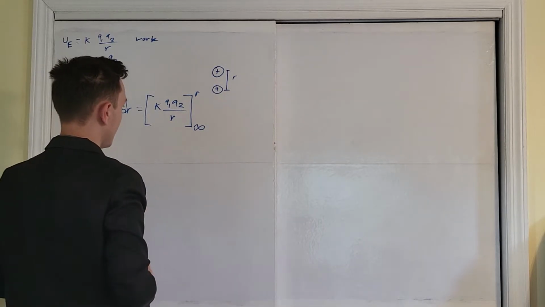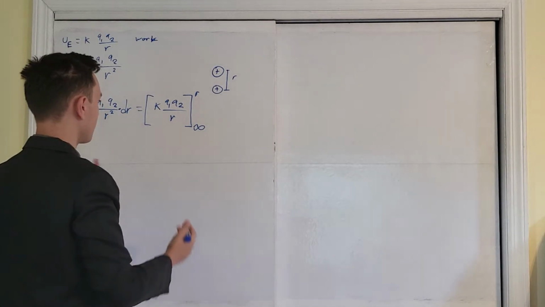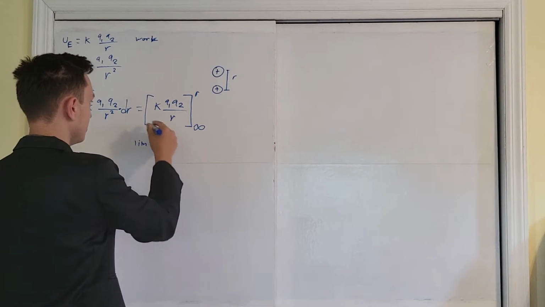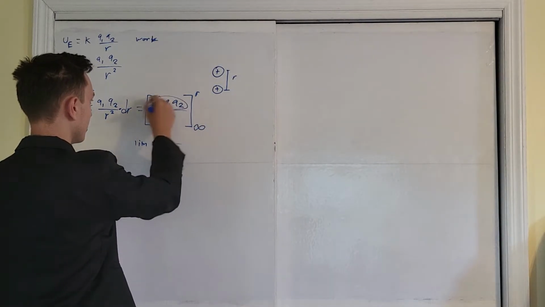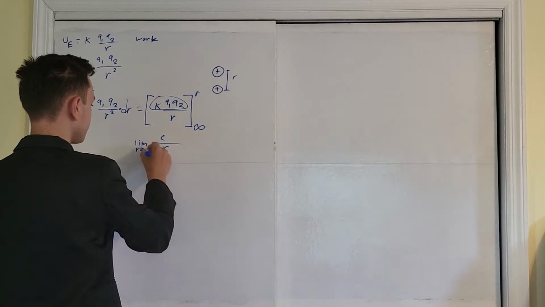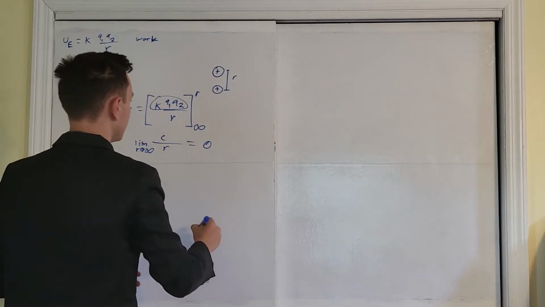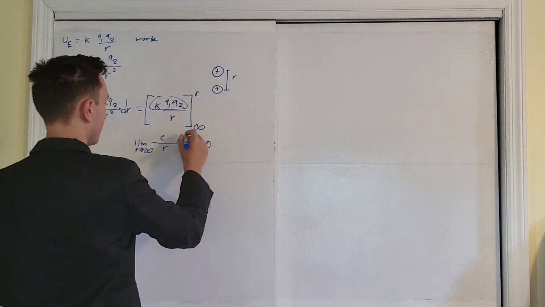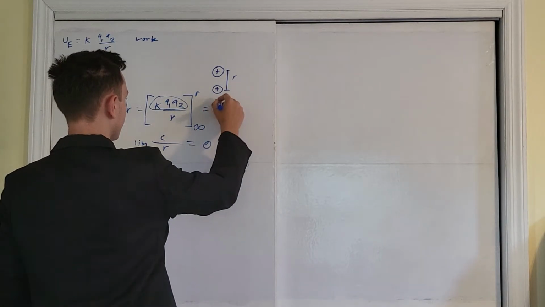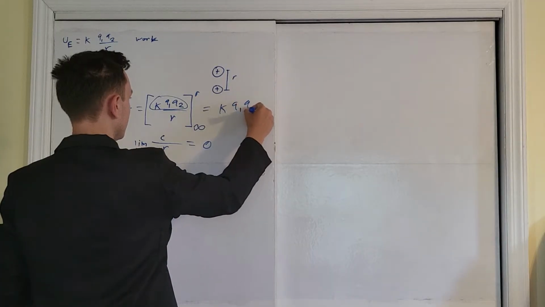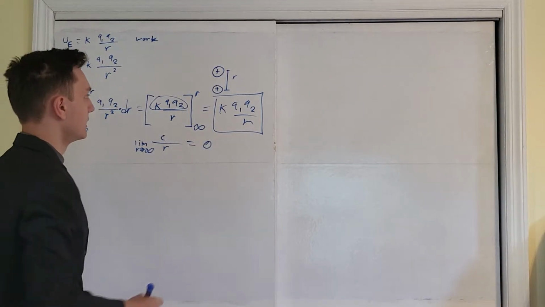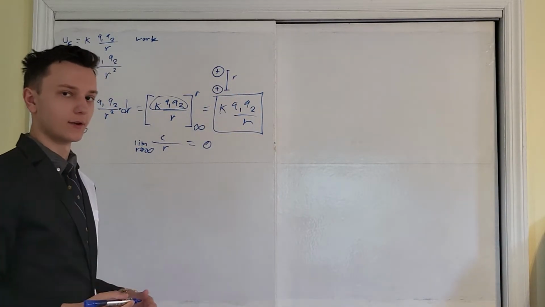So first we evaluate at infinity. Since this is an improper integral, we're going to need to take the limit. So the limit of any constant c, which in this case is a constant, these three values are constant, over r as r approaches infinity is 0. So therefore, the bottom bound does not contribute meaningfully to our analysis. So we're just going to evaluate it at the top bound, k q1 q2 over r. And that's how we derive the equation for electric potential energy. Reminder that potential energy is a scalar and not a vector.